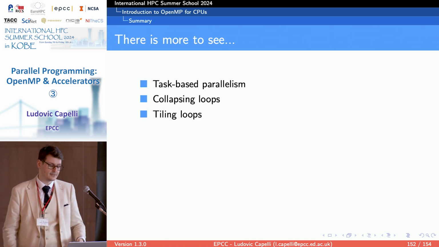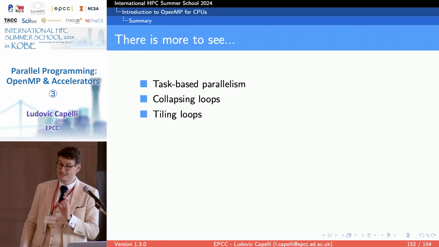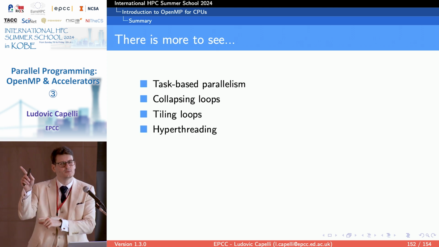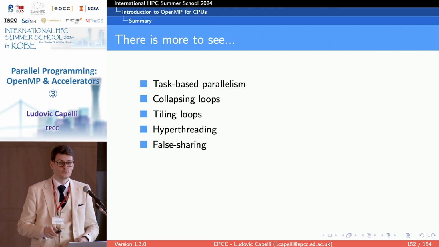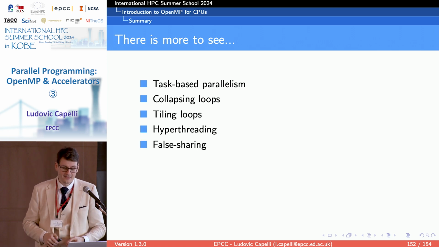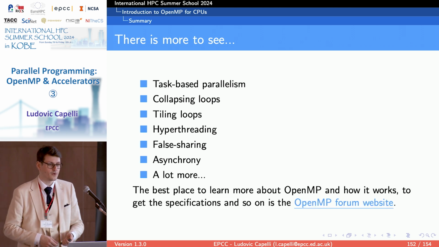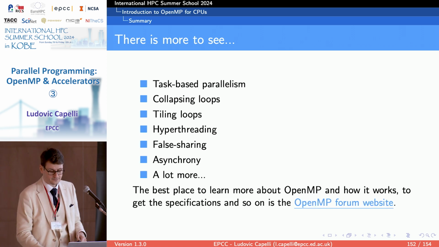Task-based parallelism, collapsing loops, tiling loops, especially powerful for GPUs. Hyper-threading, that's when it comes to hardware as well, the placement. False sharing, my favorite trap. Asynchrony, and a lot more. You can go to the OpenMP forum website to check it.